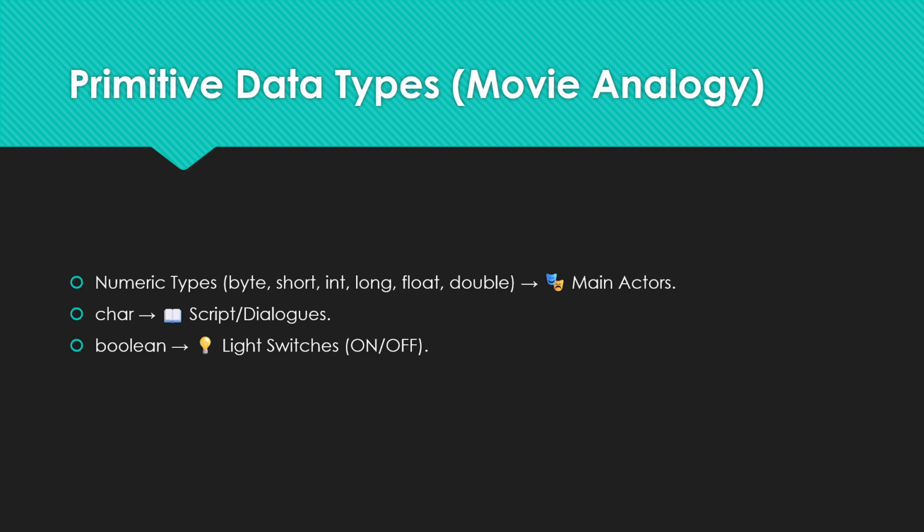Primitive data types are the basic building blocks. Let's connect them to our movie. Numeric types like byte, int, double, these are our main characters. Some have small roles, some have big roles, depending on the size of number they can handle. Char: this is the script or dialogues because it stores characters like A, B or symbols. Boolean: these are the light switches in the movie set. They can only be on or off, just like true or false in Java.